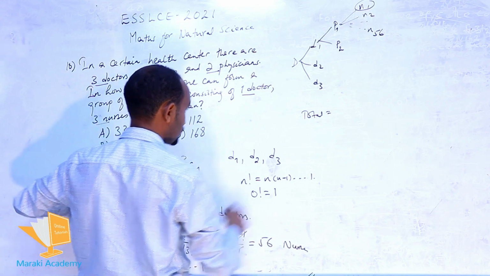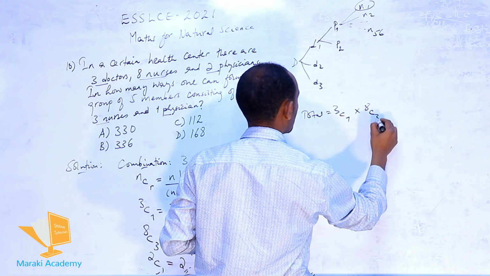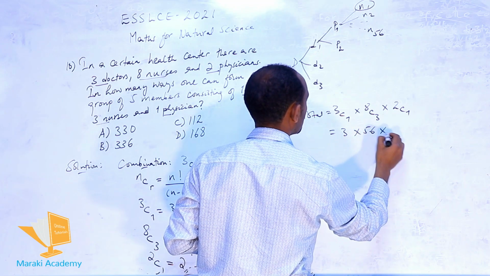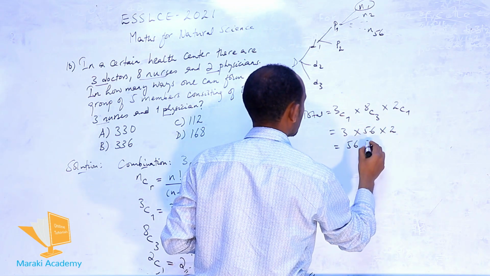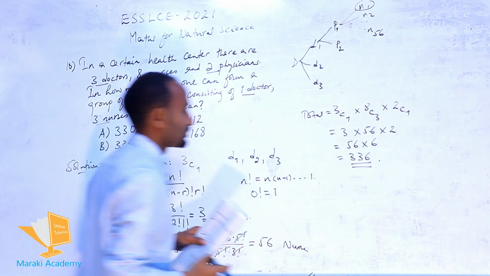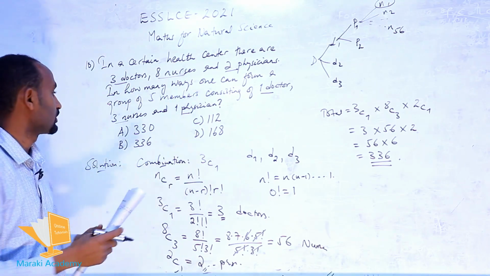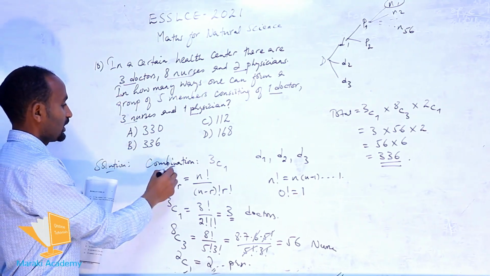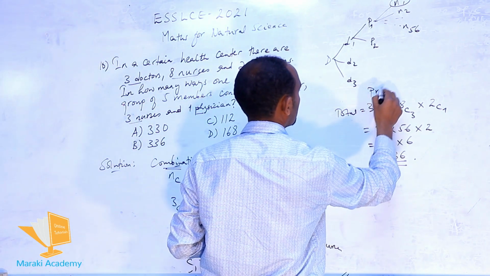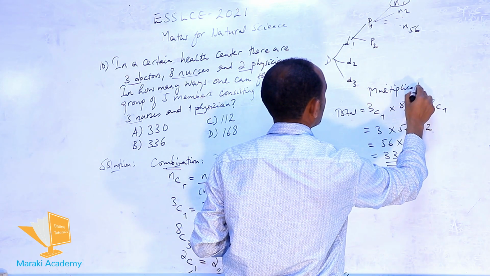3 times 56 times 2. So 3 combination 1 times 8 combination 3 times 2 combination 1, which is equal to 3 times 56 times 2, which is 56 times 6, which is 336. So we will have 336 possibilities. In this problem we applied the principle of combination and also the product rule, or multiplication rule.